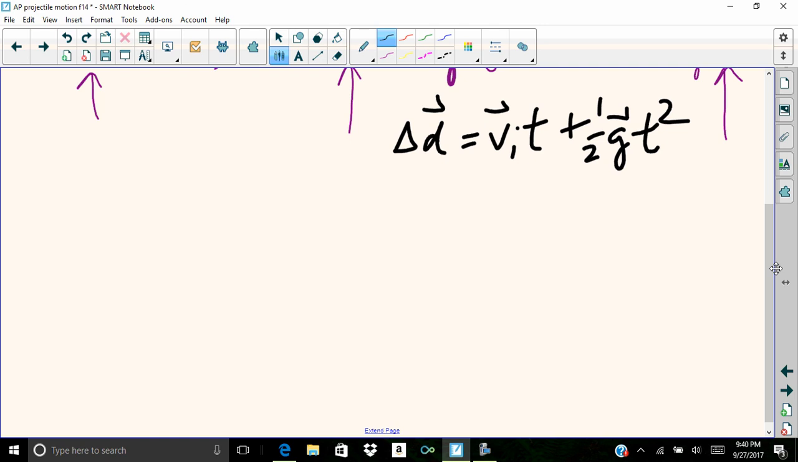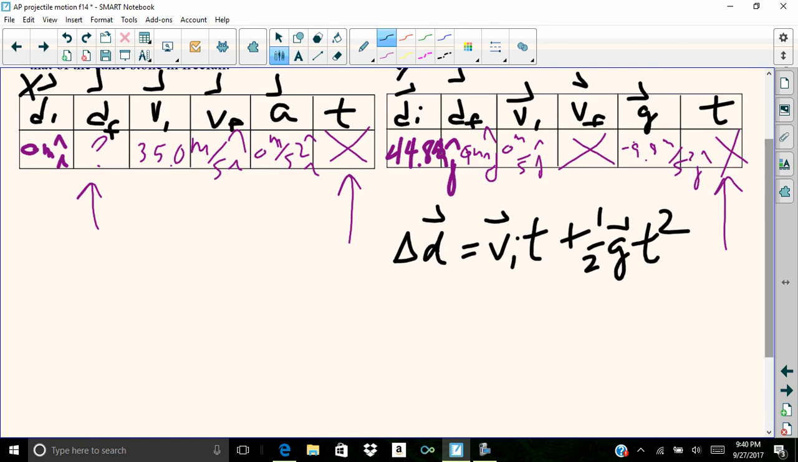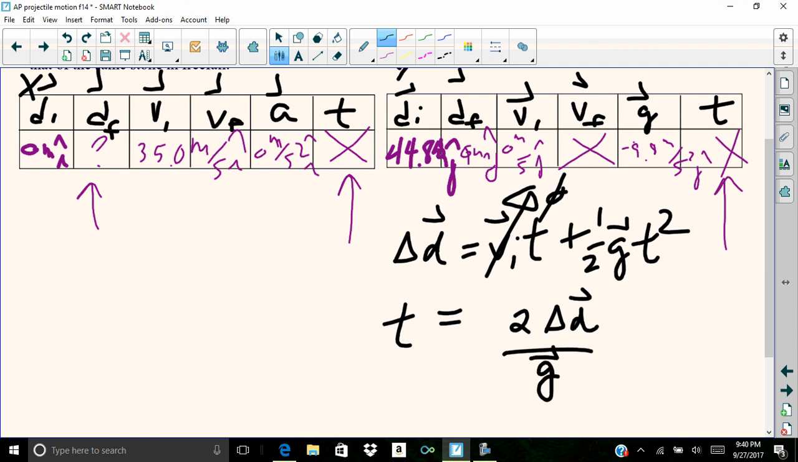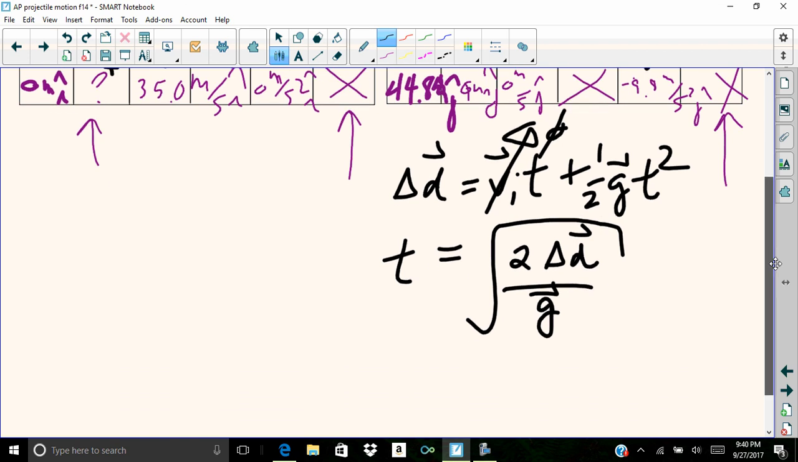Okay? I'm going to be solving for time. This is nice. Look at this. The initial velocity is 0, so that drops out. Solving for t, t is then equal to the square root of 2 delta d over g.